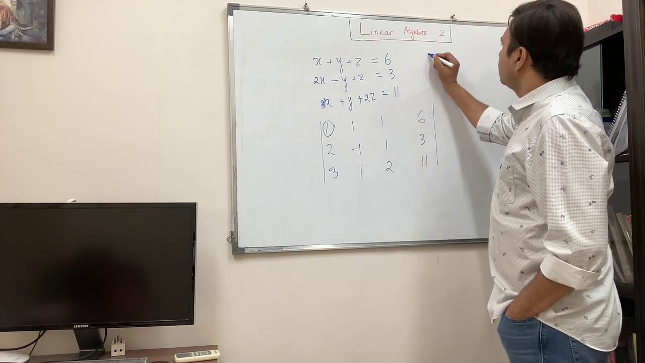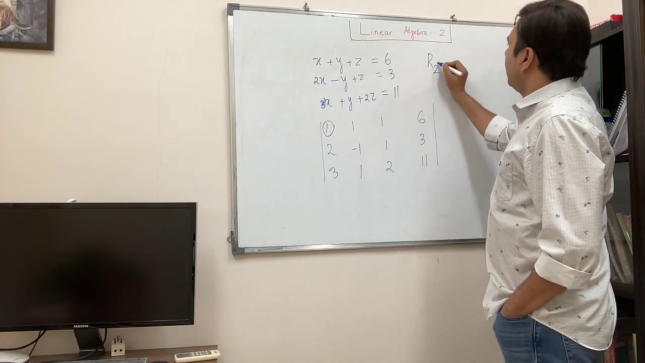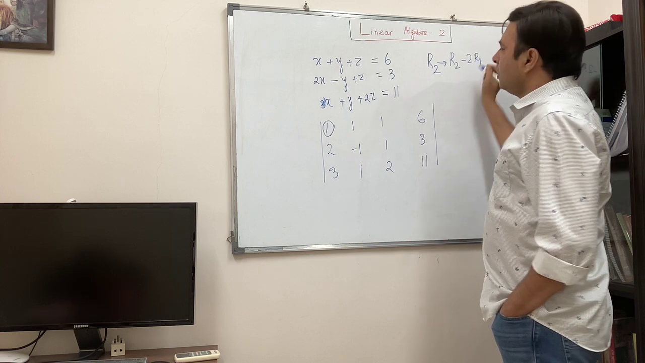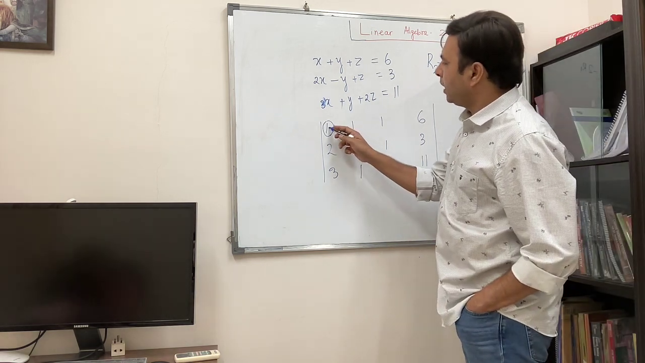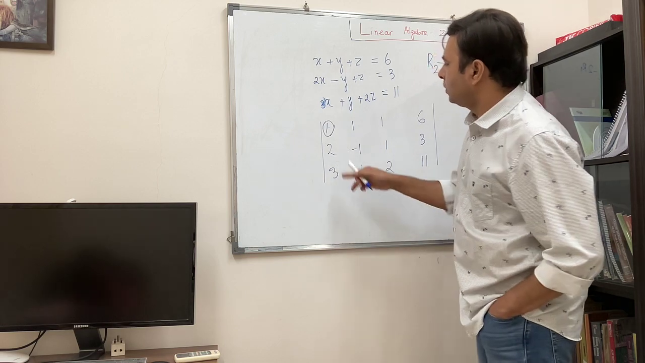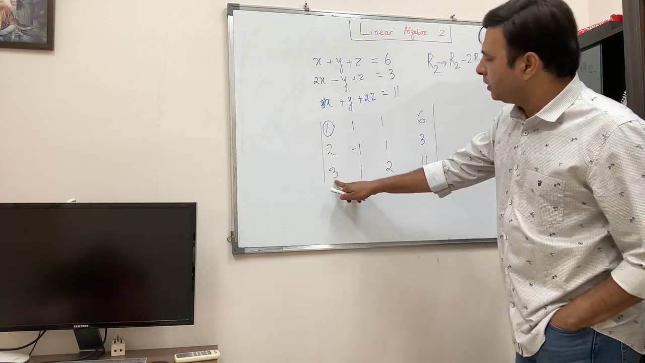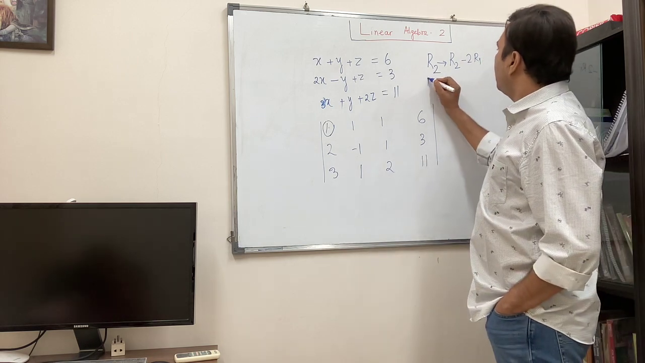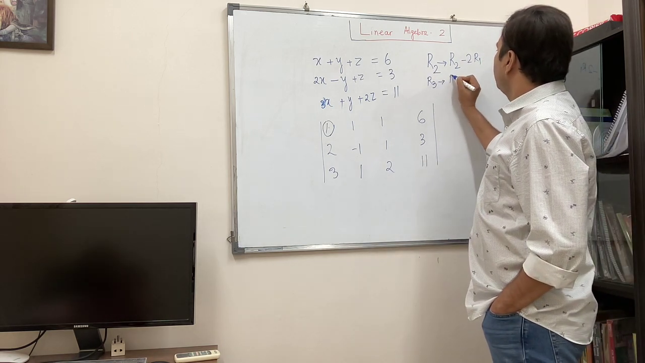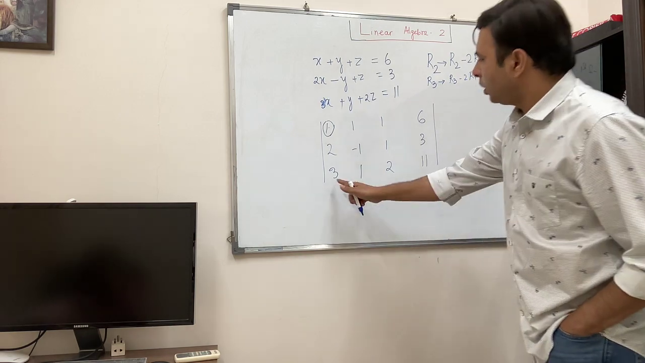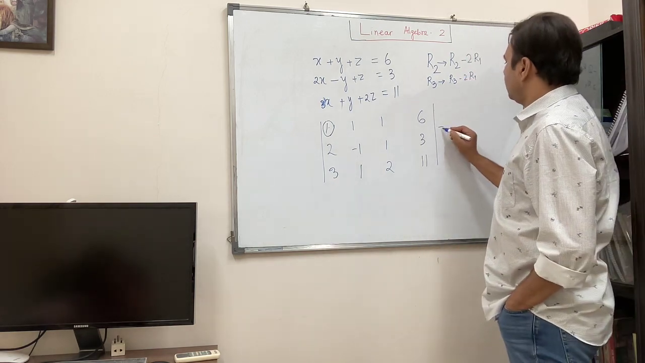So the first operation I can do is take R2 and do R2 minus 2R1. If I do that, 2 times of this 1 minus 2 will become 0, so this will become 0, that is what we want to have. And similarly, I want to make this also 0, so I can do R3 minus 2R1. If I do that, this will also become 0, so let's see what it translates to.